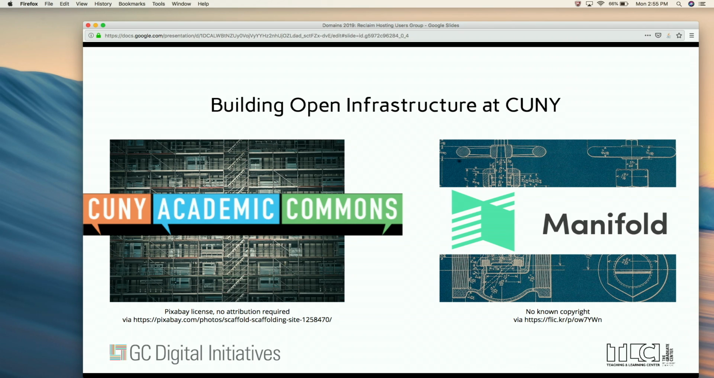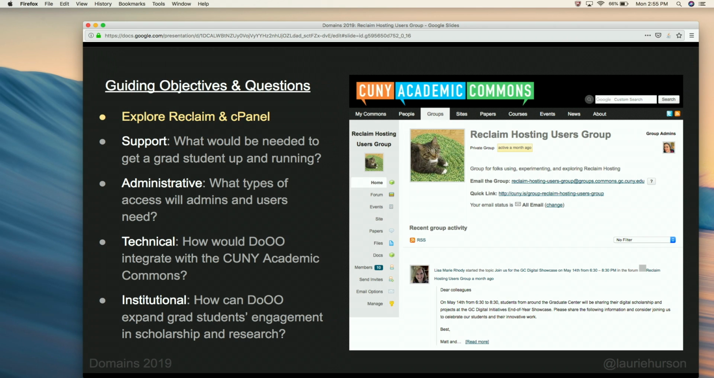So our plan was, I knew about domains. Luke, Walter, and Matt Gold, and Lisa Rohde are aware of domains, so it was like, why don't we spin something like this up here at the Grad Center? So Kristen Hackett and I were kind of tasked with thinking through how this might come to life for graduate students. And we had guiding questions that are very similar to some of the things that I've been hearing a lot of you talk about today, and I'm learning so much about. What do you need to get up and running with a domains instance? Kind of what types of access do administrators and users need?